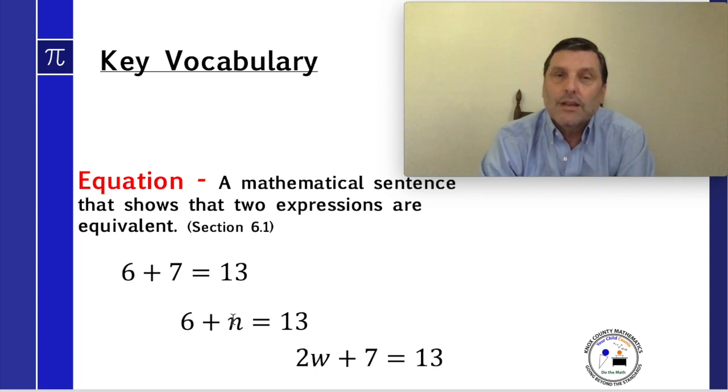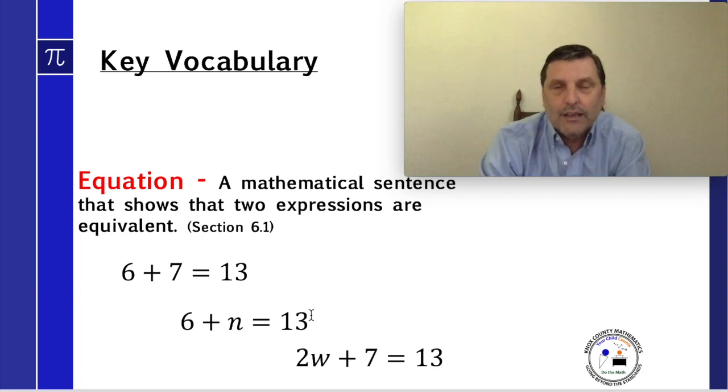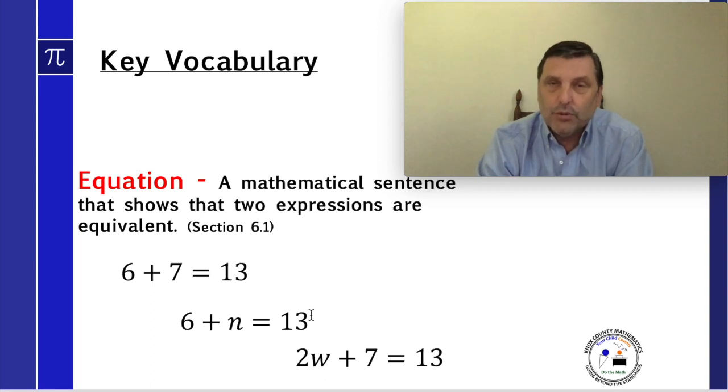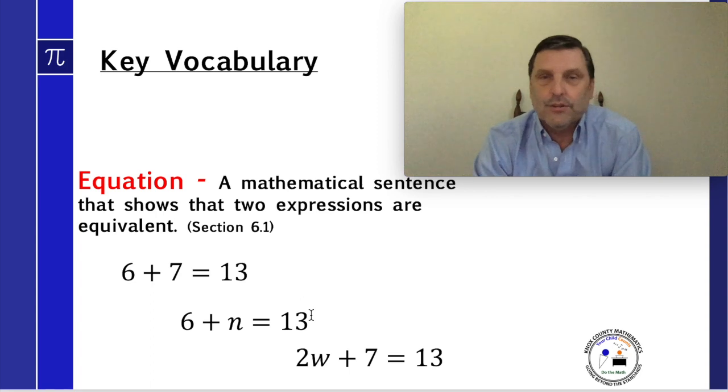And then it evolved into the 5th and 6th grade where we replaced one of those numbers with a variable or a letter. 6 plus n equals 13. And your task was to say, what do I substitute in for that letter n to make those two expressions equal, to make that a true statement? 6 plus blank equals 13.